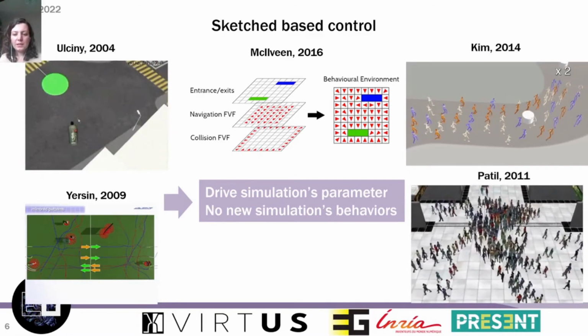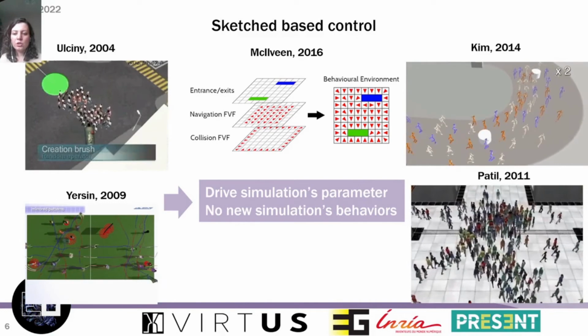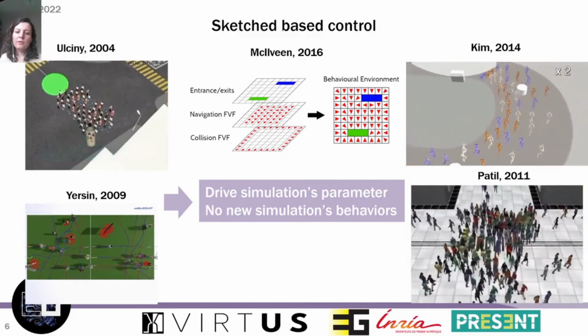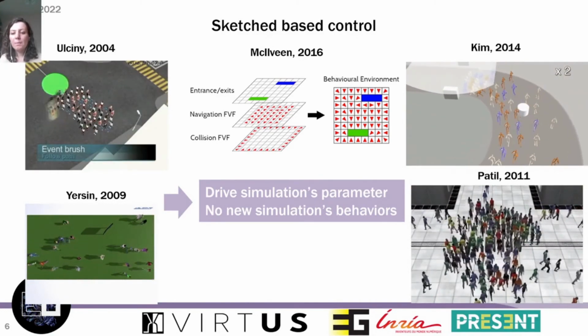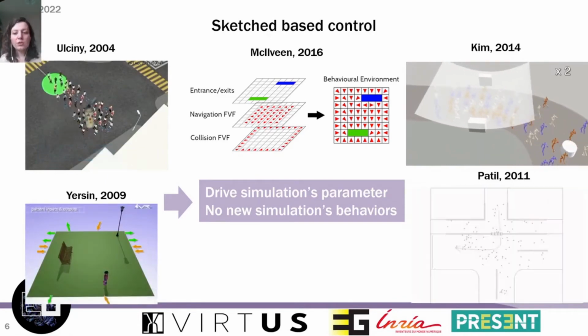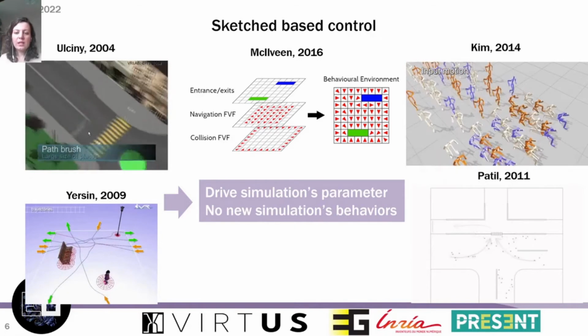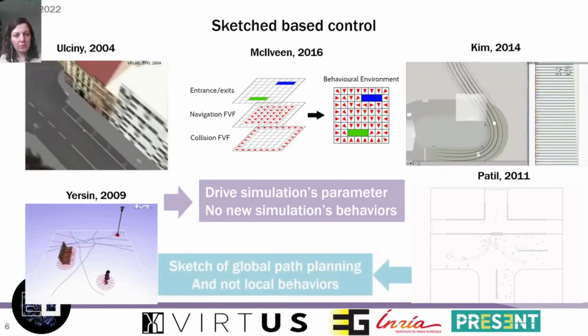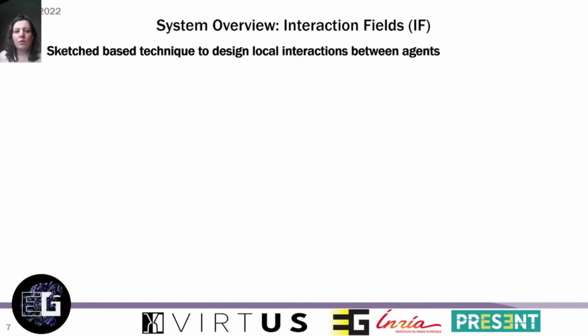Navigation field from Patil is a method that allows you to sketch what agents are doing in the environment. It allows you to translate a global plan and to indicate directly where a group of agents should go. It does not allow, though, sketching new local interaction between agents. So this is what we can conclude from what we just saw.